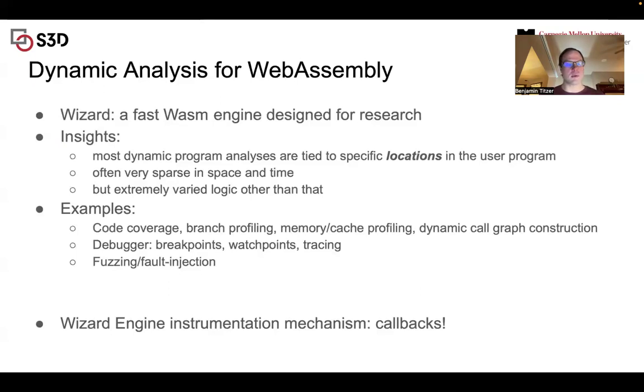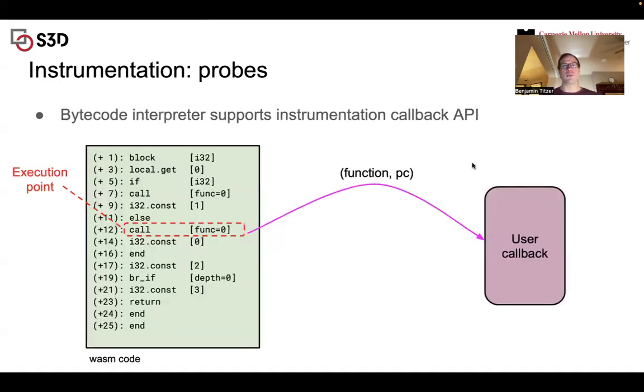Some insights that we have about program analysis are that program analyses are often tied to specific locations. They're very sparse in time, and they have varied logic other than that. So we need a programmable mechanism. Some examples of this are code coverage, branch profiling, memory profiling, dynamic call graph construction, of course debuggers, and fuzzing. Wizard has many mechanisms, but one that specifically supports this use case is callbacks. Of course, we don't call them callbacks, we call them probes. That's the parlance that we use in the paper.